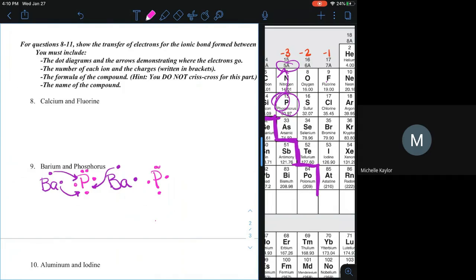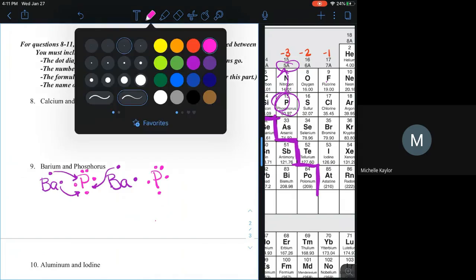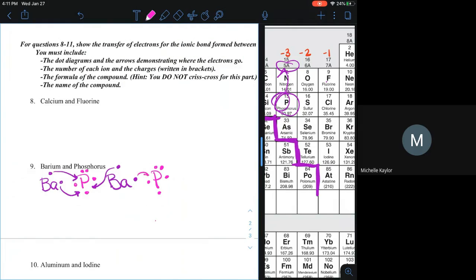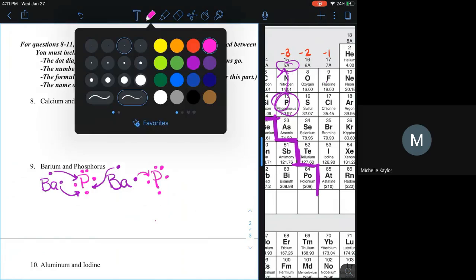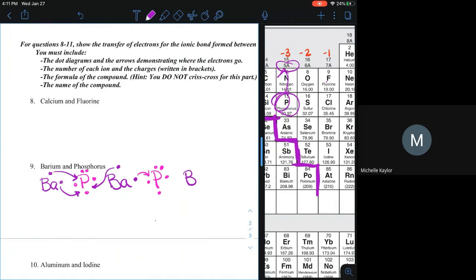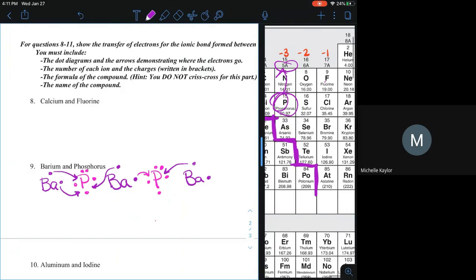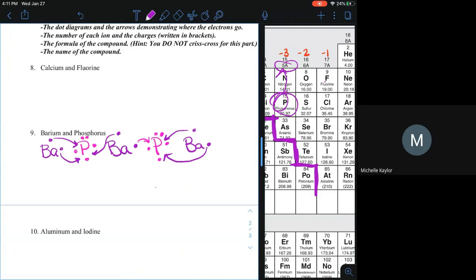So again, phosphorus has 5 valence electrons. Let me draw that a little better. 5 valence electrons. So what's going to happen here is barium is going to give one of its electrons to phosphorus. Okay, phosphorus now has 6. Barium has gotten rid of both its electrons. It doesn't have any more to give to phosphorus, but phosphorus wants 8. It needs more. And so I'm going to bring in another barium. So barium will give 1 to phosphorus. Phosphorus now has 7. 2 to phosphorus. Phosphorus now has 8. So everybody now is happy.